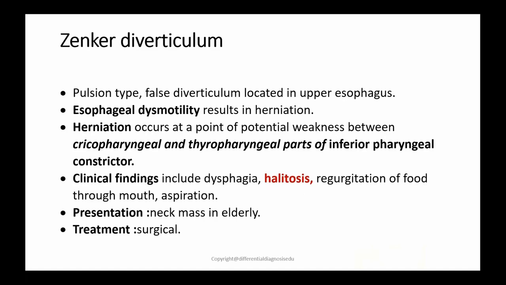Zenker's diverticulum. So first we discuss diverticulum. There are two main types of diverticulum, true and false. True diverticulum has all three layers of gut wall involved, which results in outpouching. The example is Meckel's diverticulum.